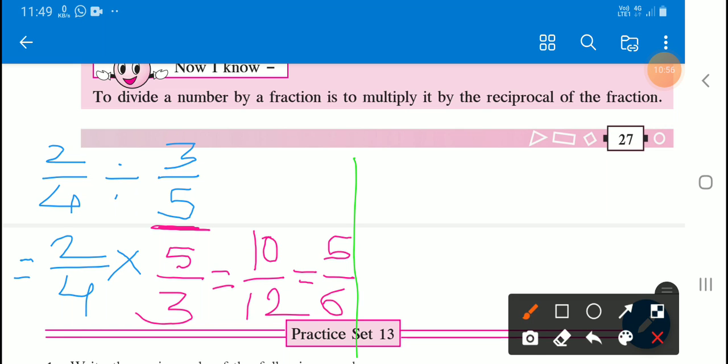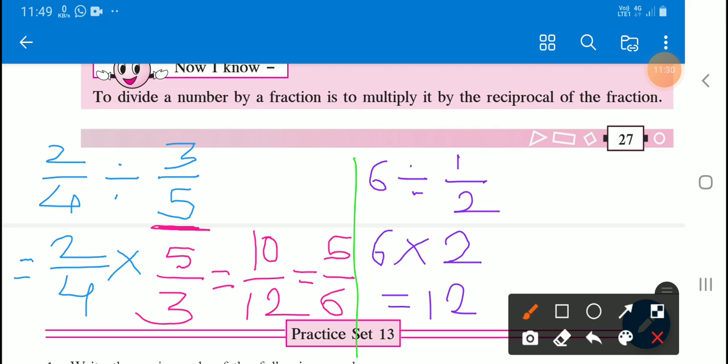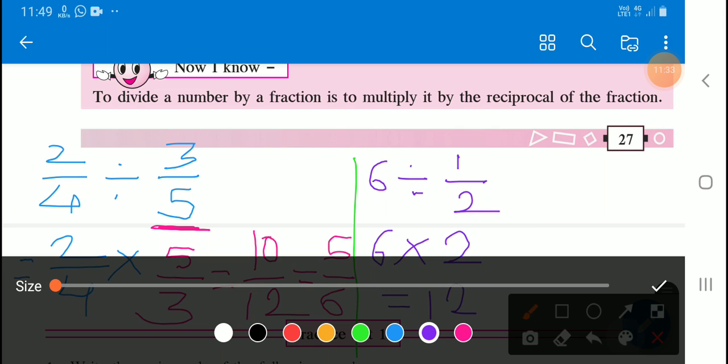Okay, I will write the example: 6 divided by 1 upon 2. I told you what you have to do. Write 6, the multiplication sign, and what is the reciprocal of 1 upon 2? It is 2 upon 1, or you can just write 2, also okay. And what is the answer? 6 2s are 12. Okay. Now we will see another example.